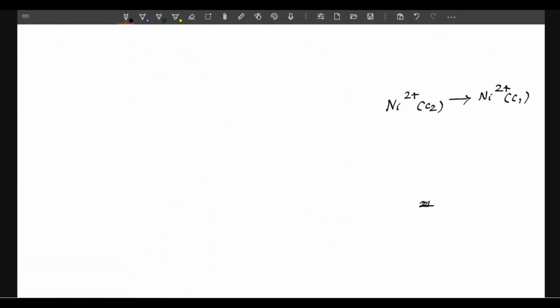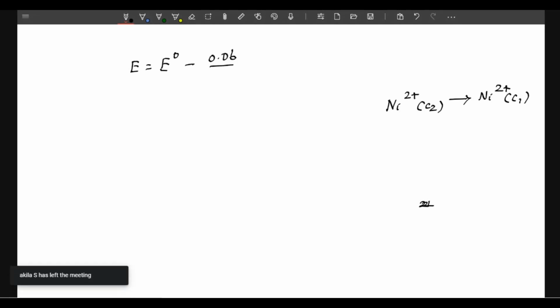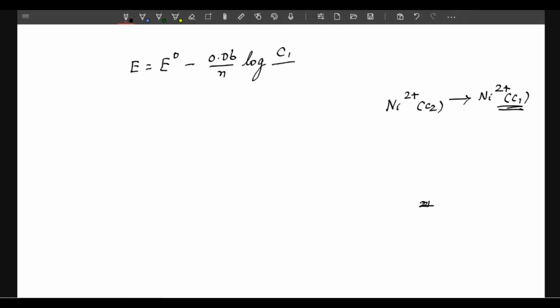Nickel C1. Therefore, what is the Nernst equation? E is equal to E naught minus 0.06 by n, with the 2 electrons you can easily furnish, into the concentration of the product C1 by the concentration C2. And here the standard electrode potential values are the same. Therefore, the standard cell EMF would be 0, as we have seen in the electrode potential, minus 0.06 into n into log of C1 by C2.